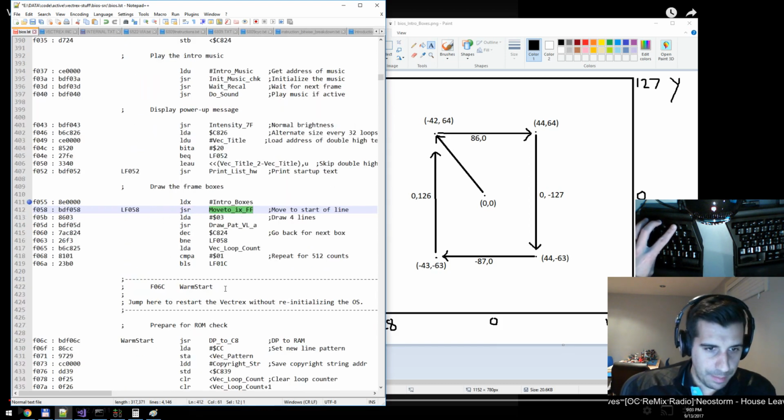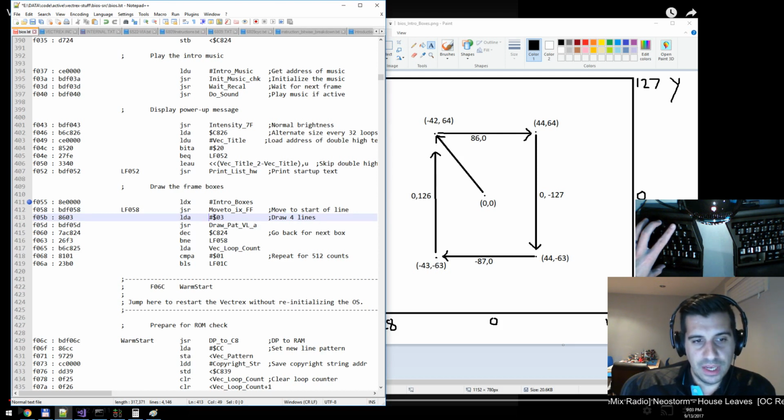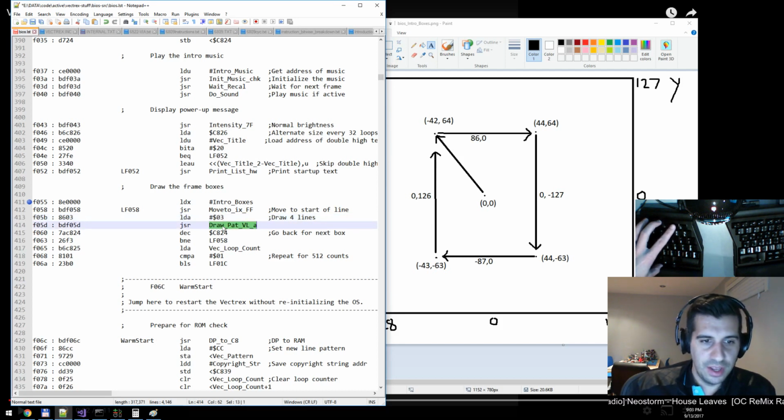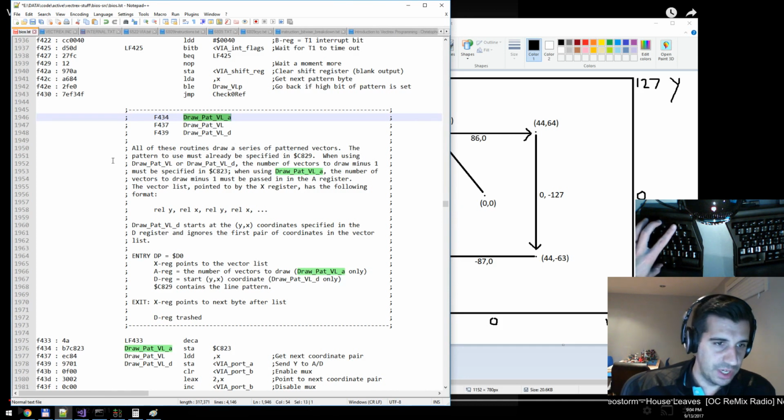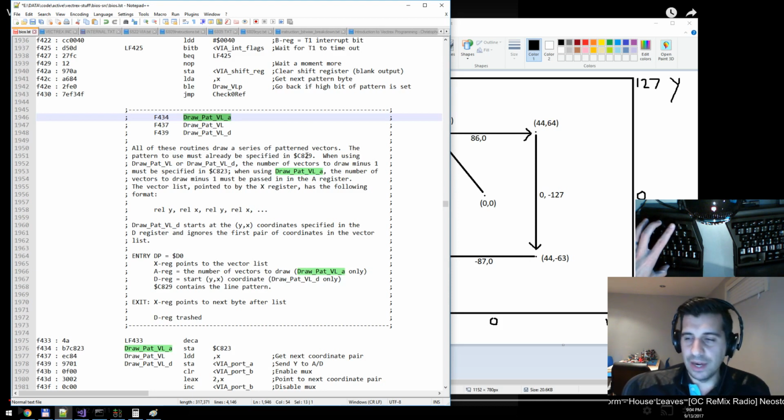So yeah, if we come back, this call here should get us to this location here. After that, we want to draw our 4 lines. So here, you're supposed to put the number of lines you want to draw -1 into A. If you want to use this function, draw pattern pat VLA, which is basically all of these routines draw a series of patterned vectors. The pattern to use must already be specified in C829. So this is the pattern that should be put into the shift register.